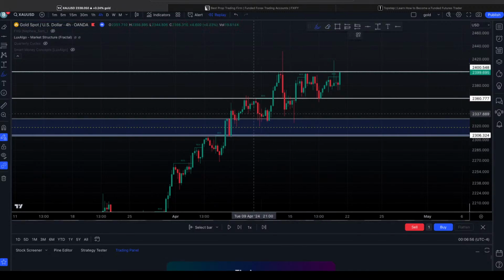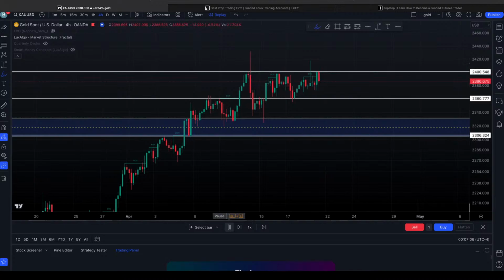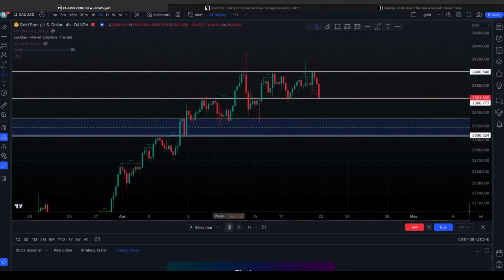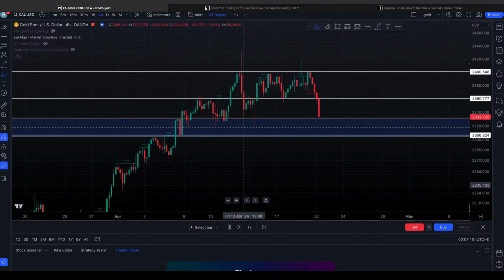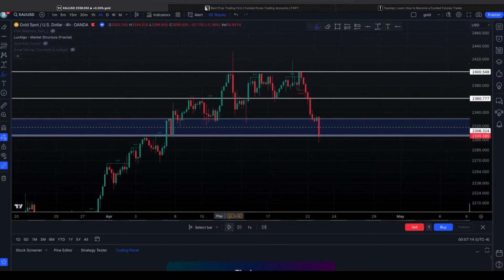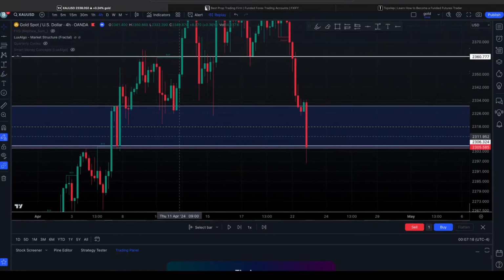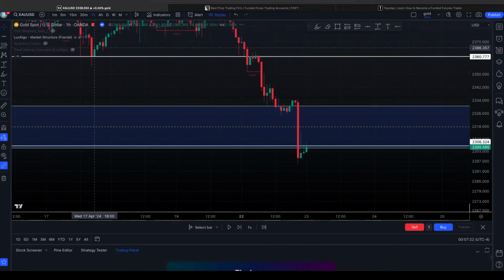But that's the idea. I was expecting some kind of movement back down to this 4-hour order block right here. So when we were looking for a possible trade, that's where we were looking for that move to happen. And as you can see, we did come all the way back down here. And this is what I was expecting, some kind of closure below. What I want is a closure below, which is exactly right here.